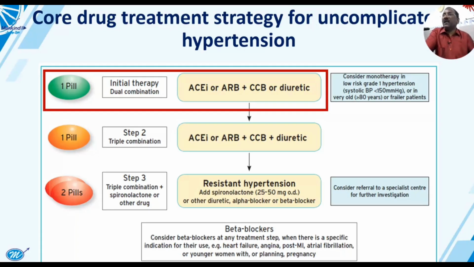So now you add some other drug. The one pill contains the 3 drugs. You don't have drugs which contain 4 drugs in a single pill. So then you add a second drug. So that second drug may be a beta blocker, it could be an alpha blocker, could be a loop diuretic, could be a spironolactone, could be a central acting drug like clonidine. So that depends on the situation.